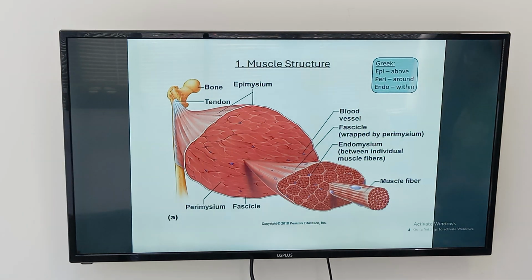First, we're going to learn about muscle structure. Before we start, we have to learn some Greek prefixes: epi means above, peri means around, and endo means within. This is the bone. This is the spongy end. This is the tendon. We're going to take a cross section from the tendon to see what it's made of.